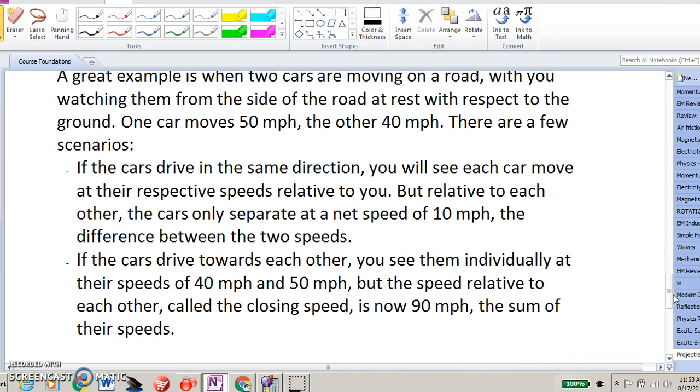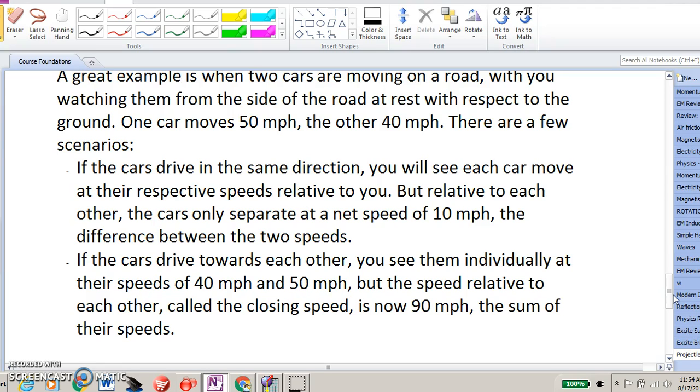If the cars are moving in the same direction, for example, individually they're still moving at 50 and 40, but if you're watching from the side of the road and you measure the speed at which the two cars are separating, if they're in the same direction, they only separate at 10 miles per hour. And if you're the driver in the car going 40 miles per hour, you see the car going 50 moving past you at only 10 miles per hour. You wouldn't be able to tell that they're moving at 50, for example.